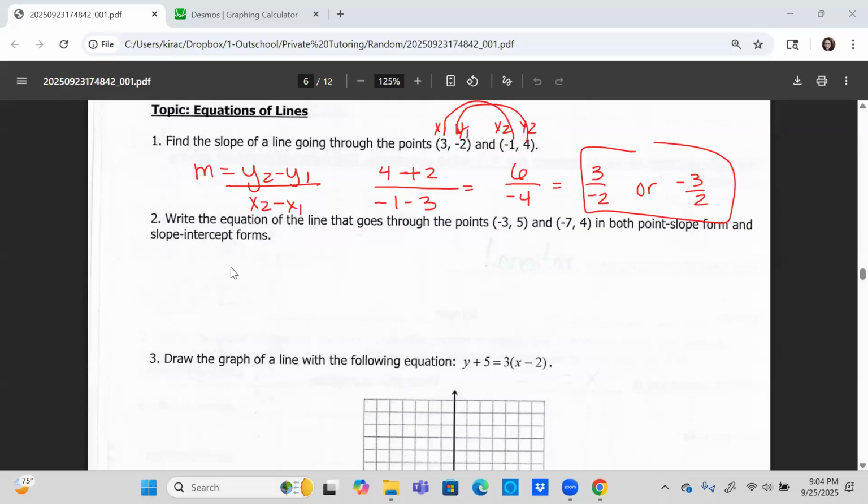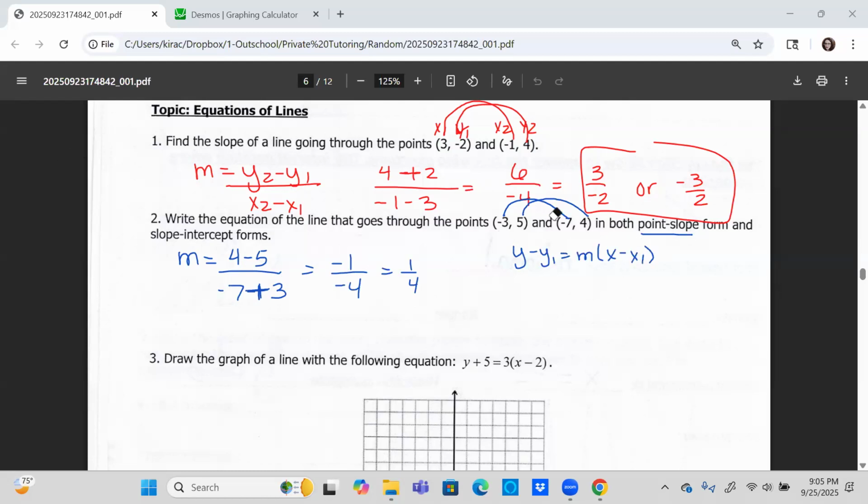Find the equation of the line. Still start with the slope, so same formula. I'm doing the second y minus the first over second x minus the first. That turns to plus, and that turns to positive. Okay, there's our slope, and now they want point slope, so that's y minus y1 equals m times x minus x1.